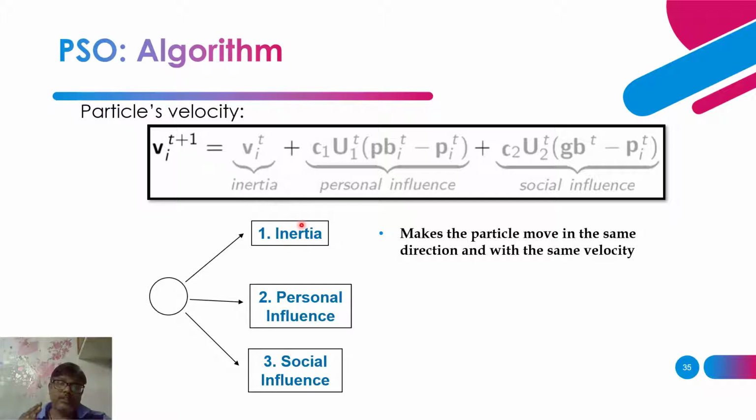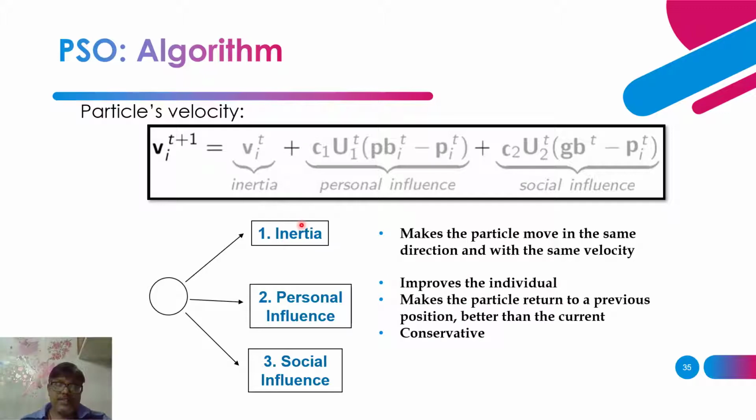The second one, the personal influence, improves the individuals and makes the particle return to a previous position that was better than the current position. It is conservative. Last one, social influence makes the particle follow the best neighbor direction. So as we discussed, the first one is to continue in the same direction, the second one is to incline with respect to the individual, and the third one is to incline with the neighbor direction.